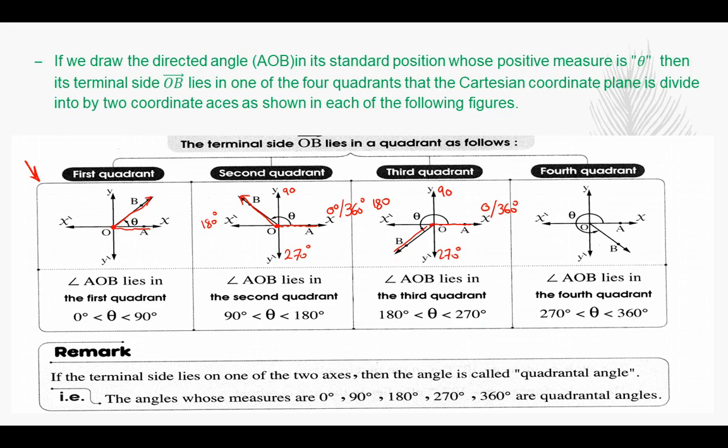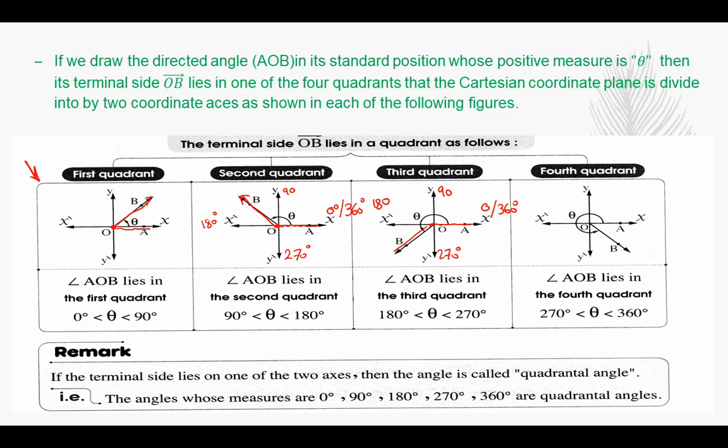Here also, angle AOB's terminal side lies in the fourth quadrant. So angle AOB lies in the fourth quadrant. That is to say that theta is bigger than 270 and smaller than 360.